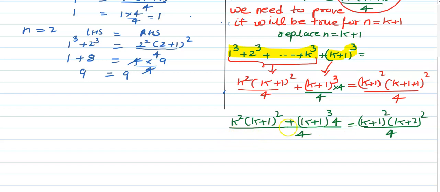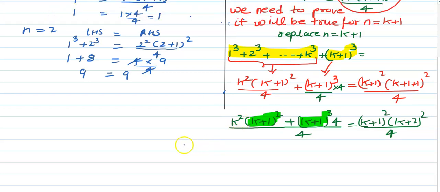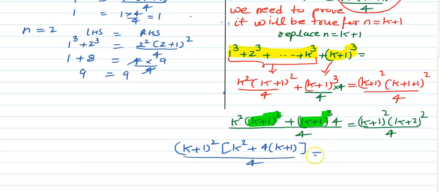Now what we can do, you see this is (k plus 1) cube and this is (k plus 1) square. So I'm taking out (k plus 1) whole square. So what is left here? It is k square plus 4(k plus 1), and it is over 4. And what is left on the right? (k plus 2) whole square over 4.